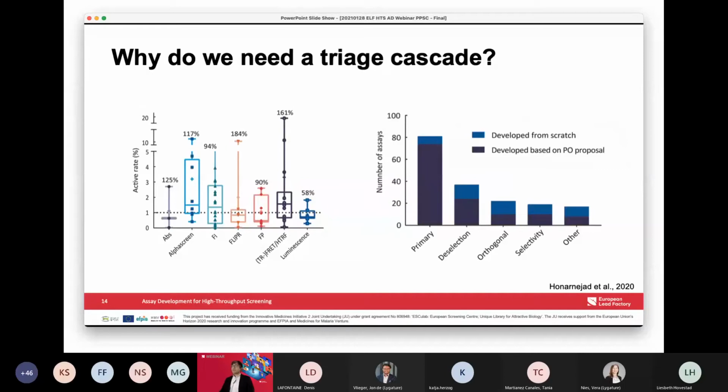Here on the left side, I'm showing you the primary active rates based on a particular cutoff from 72 full deck screens we have carried out within the first phase of ELF on a variety of targets and using different readouts. And a 1% active rate from screening 500,000 compounds means you have 5,000 active compounds, and many of them are usually false positives. And for this reason, on the right-hand side, you can see that we have employed many follow-up assays as well, even more than the primary assays.